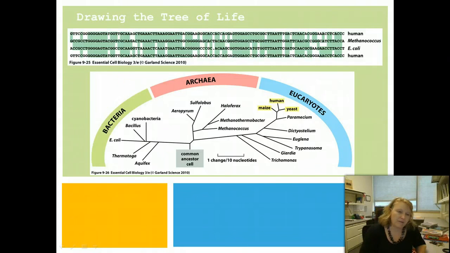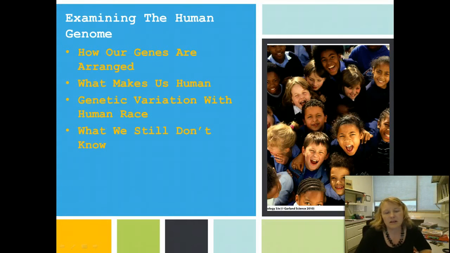So we didn't totally wipe the tree of life clean when we got this information. We just use it to refine the tree of life that Darwin and everybody else from early on started. And this just helps us refine the tree of life. So now let's look at the human genome. We're going to talk about how our genes are arranged, what makes us human, and everything else.